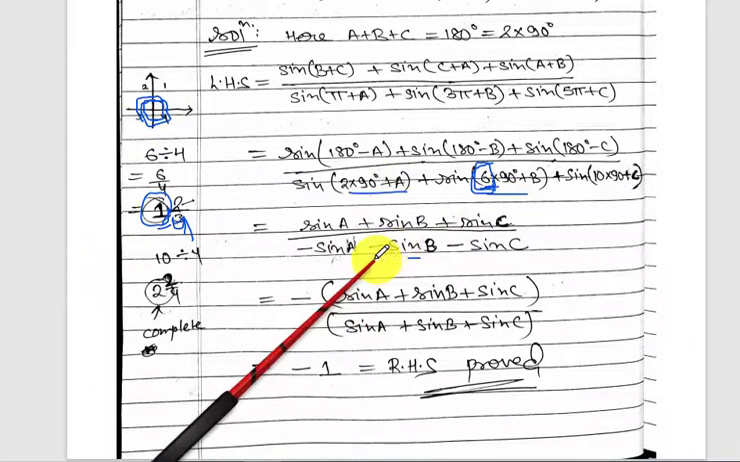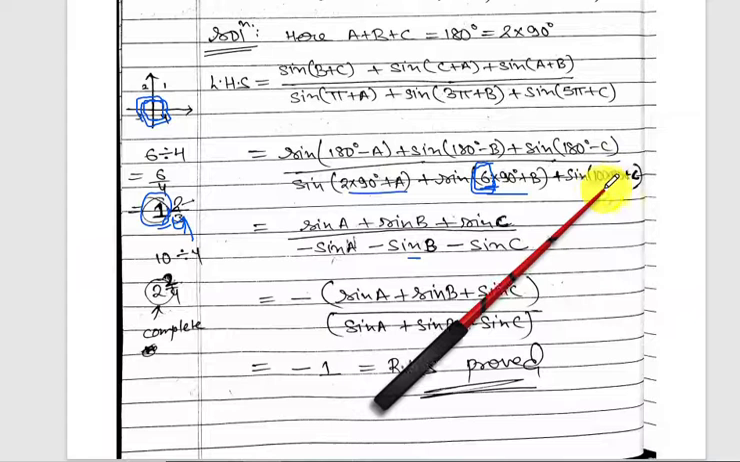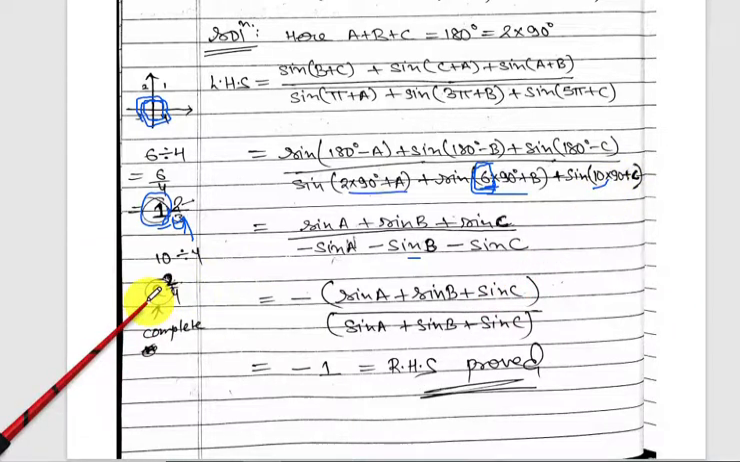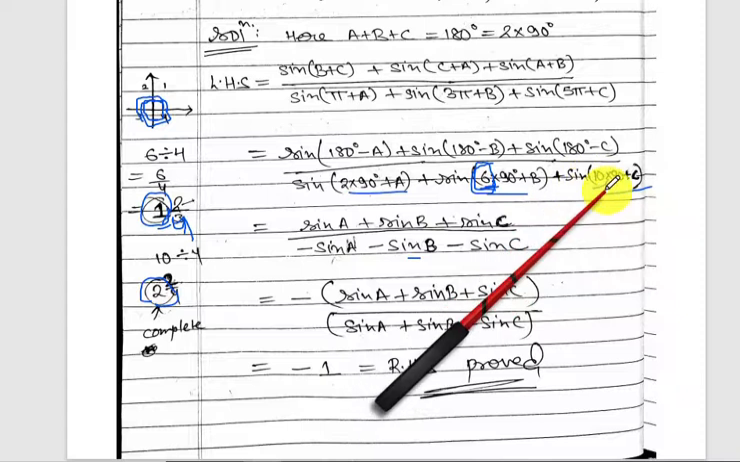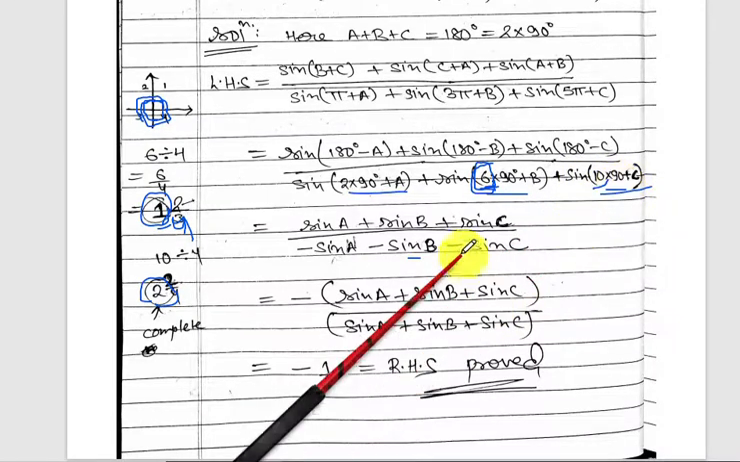Here it is 10 into 90 plus C, so divide 10 by 4, you get quotient 2 and remainder 2, that means 2 complete rotations have been done, and then it has crossed 2 more quadrants out of 4, and then it has reached the third quadrant. So this whole angle lies in the third quadrant, and in the third sine is negative, so you get minus sine C, and then you get this.